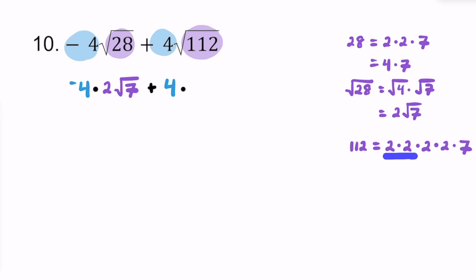So 2 and 2 together make a perfect square of 4. 2 and 2 make another perfect square of 4. 4 times 4 make a perfect square of 16. So this 112 can be the same thing as 16 by 7.